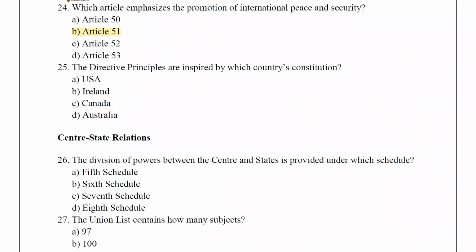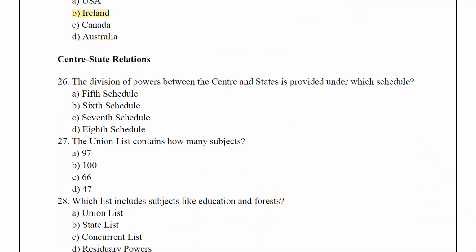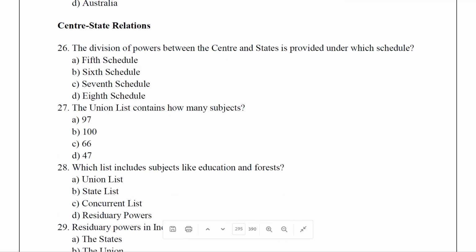The directive principles are inspired by which country's constitution? Answer is Ireland. Next topic, center-state relations.